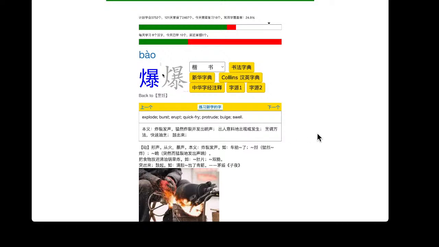Now the third meaning is protrude, bulge, swell. One way of saying it is when somebody is angry and their veins bulge out, meaning the veins in your neck or in your arms get bulged out. That's because your blood pressure is getting high and those veins bulge out. So this is called a bao.